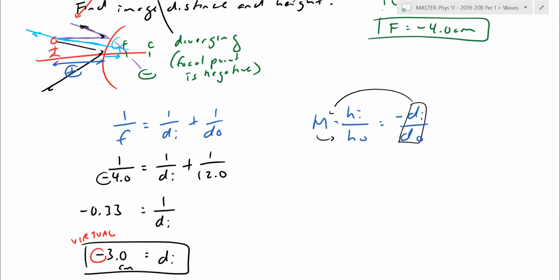Now that I have the di, I can solve the rest of the problem here. Let's find the magnification. The magnification is going to be negative of di. So negative of that negative, divided by your object distance, which is 12.